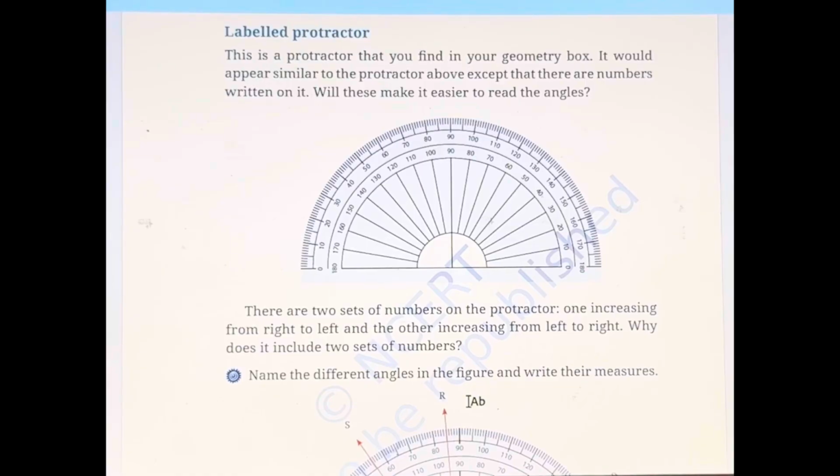We'll continue with chapter number 2, Lines and Angles of grade 6, the new NCERT textbook, that is Ganit Prakash. In the previous video, we learned how to measure angles from an unlabeled protractor. Now in this video, we are going to learn about a labeled protractor and how we can measure angles using a labeled protractor, and why it has two sets of numbers, starting from 0 to 180. All those things we are going to learn in this video.